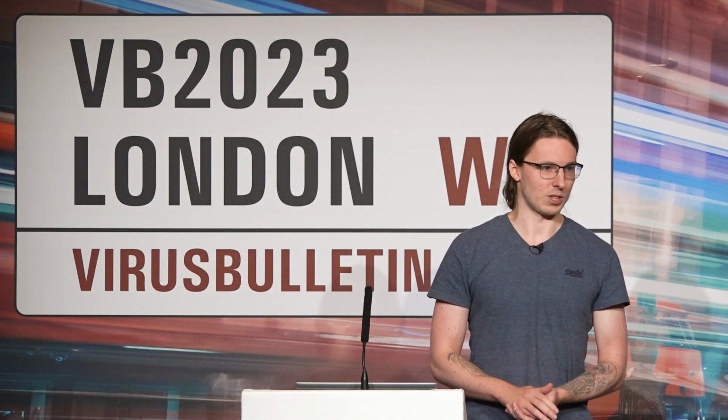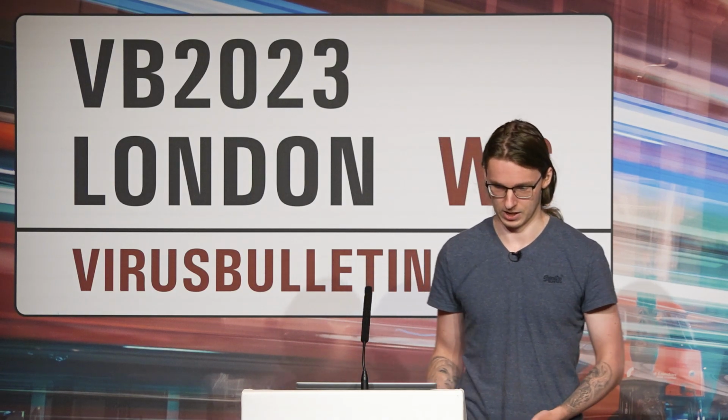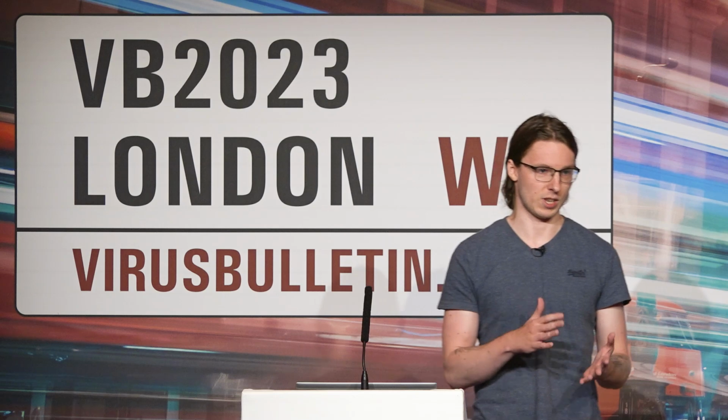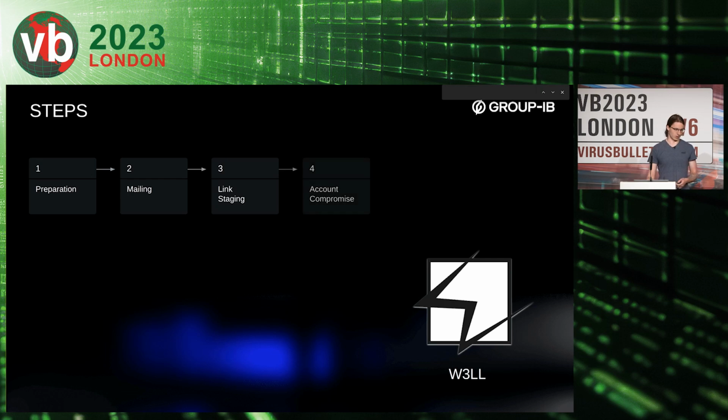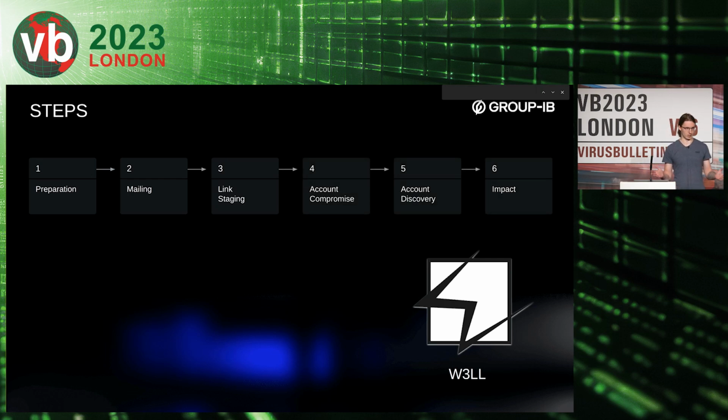So how do we achieve this? With our good friend W3LL, the threat actor in question. This threat actor has been identified and investigated by Group-IB for a few years now. I'll be discussing the impact he's had, the phishing process, and the criminal business empire that he has created. To do that, I will go through the phishing process step by step, as is usually done by threat actors. First the preparation phase, the mailing phase, the link staging phase, account compromise, account discovery, and finally the impact. I'll explain what each step is as we get to them.